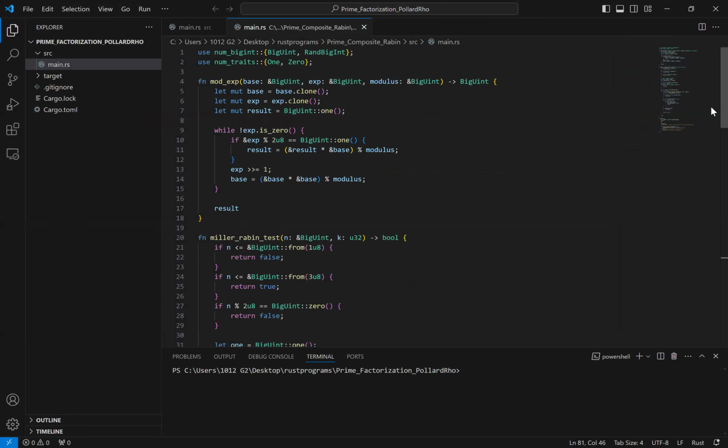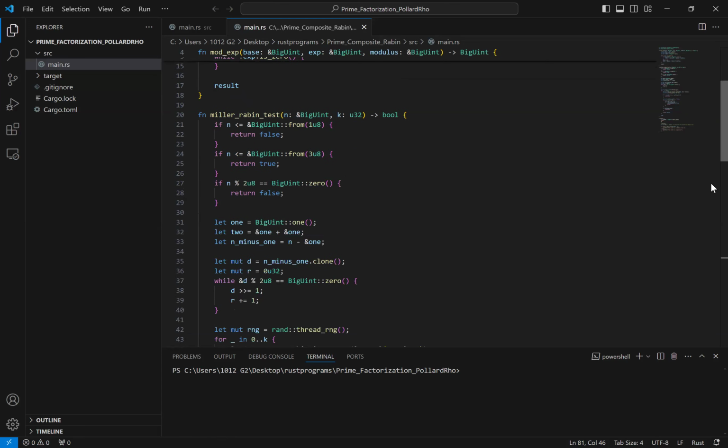Yeah, I can see your screen. From the first line, you have used some imports: use num bigint, within it BigUint, big integer. Yes, exactly. Now, this is the Pollard's rho algorithm, and it is more efficient than the earlier one. It can factor huge numbers.